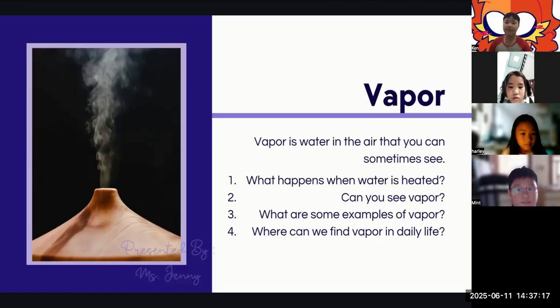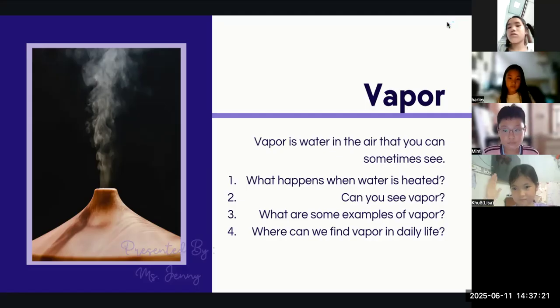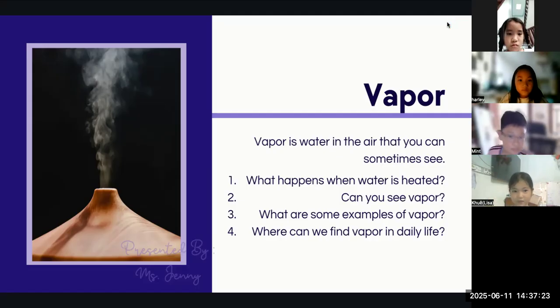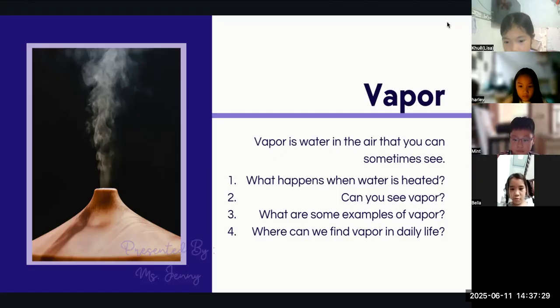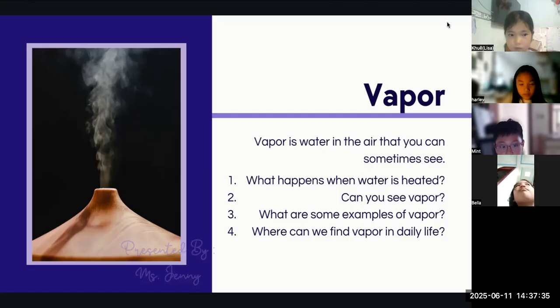Okay, so the second question. Can you see vapor? Lisa, can you see the vapor? Yes, we can see vapor. The third question. What are some examples of vapor? Anyone? Like you can say vapor coming from a boil pot. That is one thing.